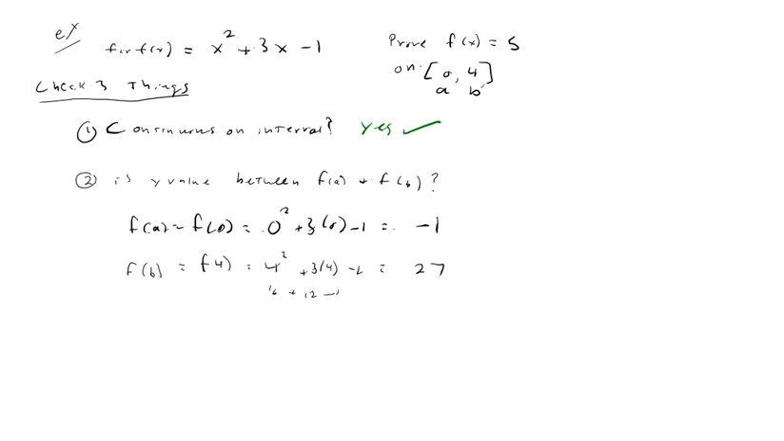So I figured out my low and my high. Is my value between these? Is this good? I'm looking for the value of 5 for f of x. Is 5 between my low and my high? Yeah, we're good. Check. 5 is between negative 1 and 27. Great.